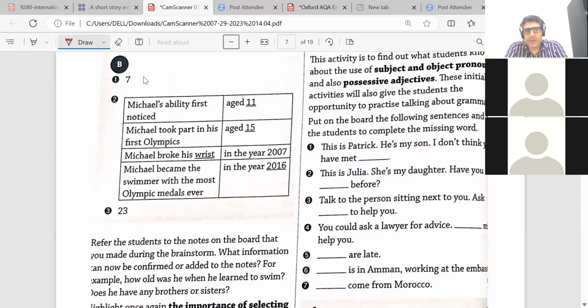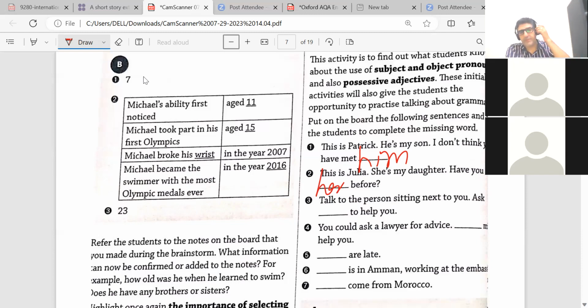Yes. Khalid, read number 1, please. This is Patrick. He is my son. I don't think you have met him. Him. Okay. Do you agree, Akram? Yes. Object pronoun. Number 2, please. This is Julia. She's my daughter. This is Julia. Have you met her before? Yes. Have you met her before? So again, another object pronoun.